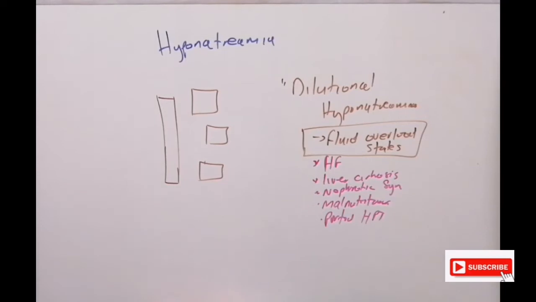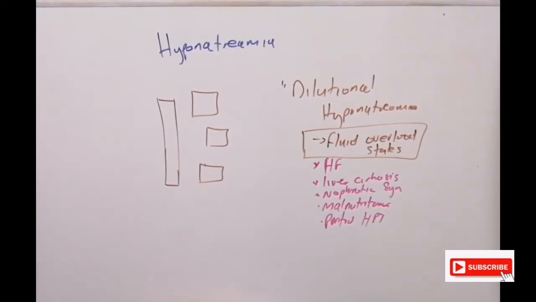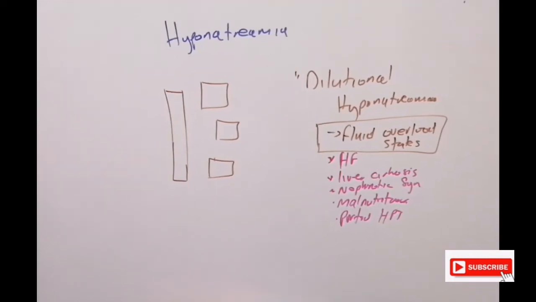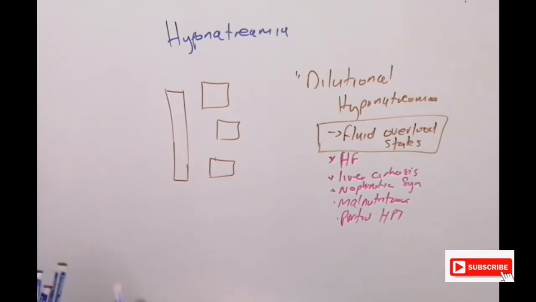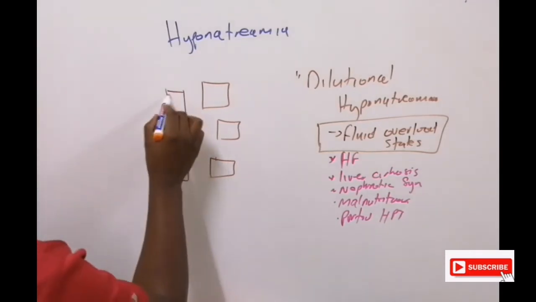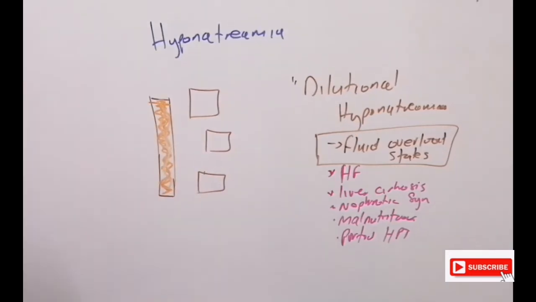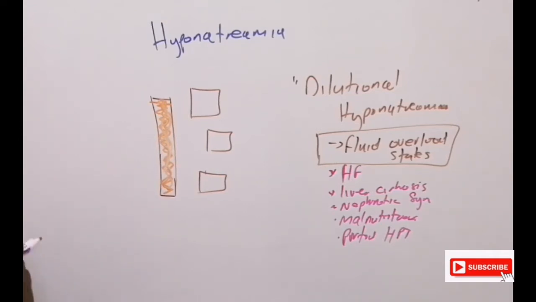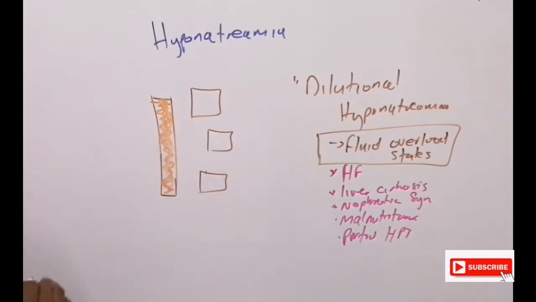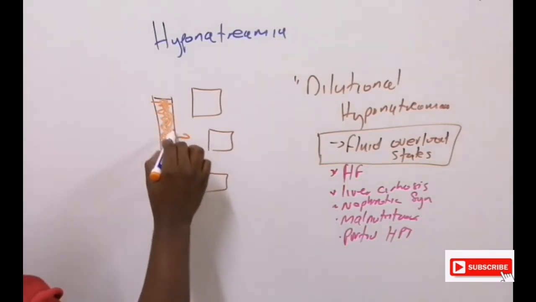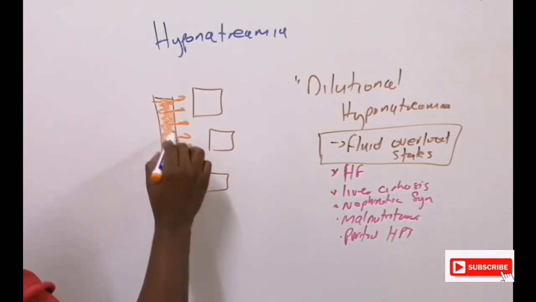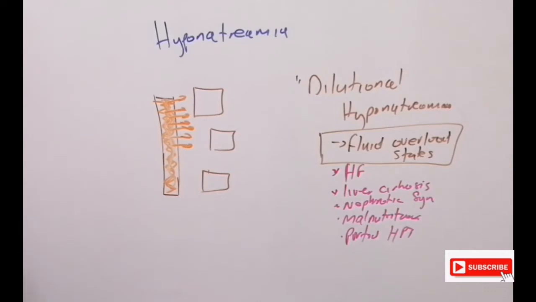So how does hyponatremia result from fluid overload states or fluid overload medical conditions? So what happens is, when you've got fluid overload, it means you've got a lot of water in the plasma, in the intravascular space. Now, when you've got a lot of water in the intravascular, the hydrostatic pressure increases, and when it increases, it forces water into the extracellular space, or the extracellular fluid, or the interstitial fluid.